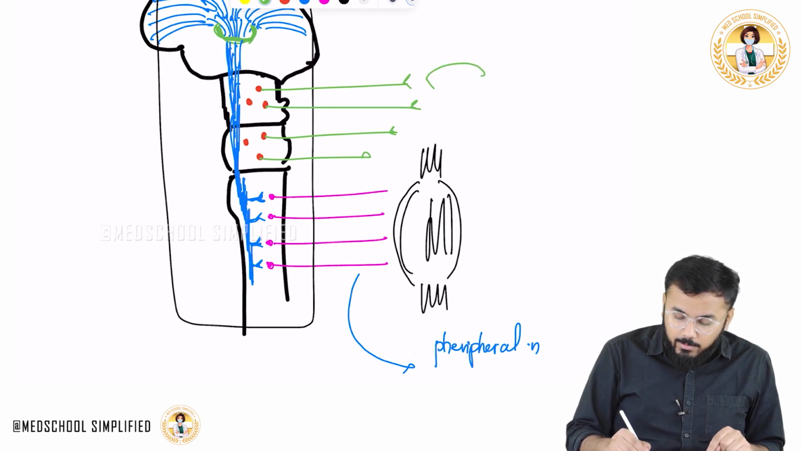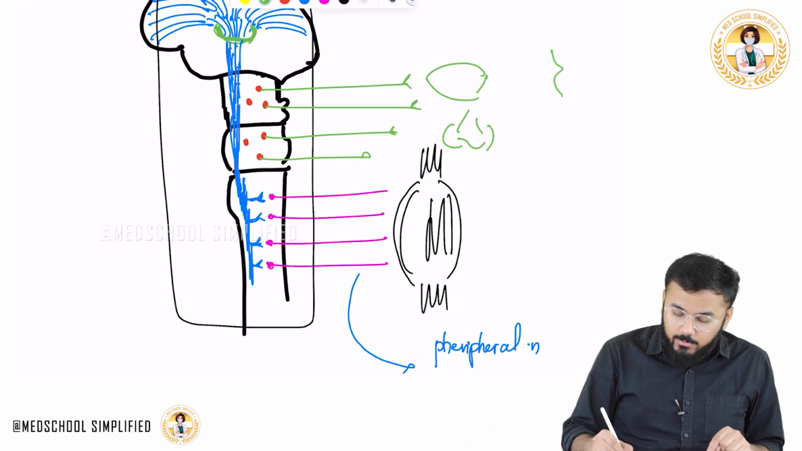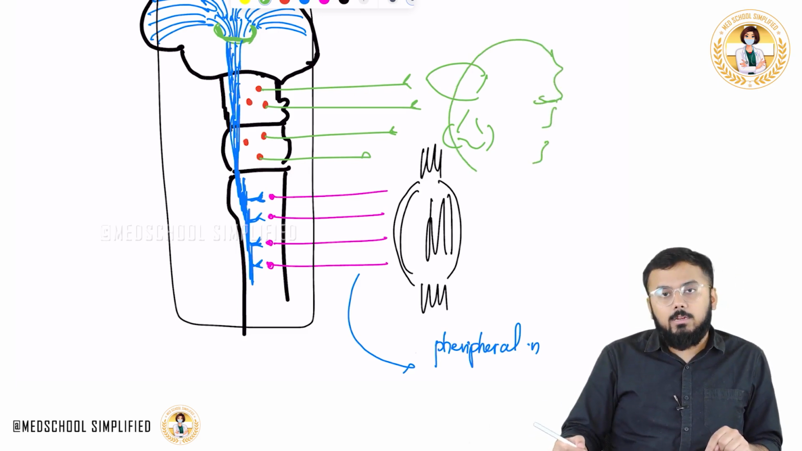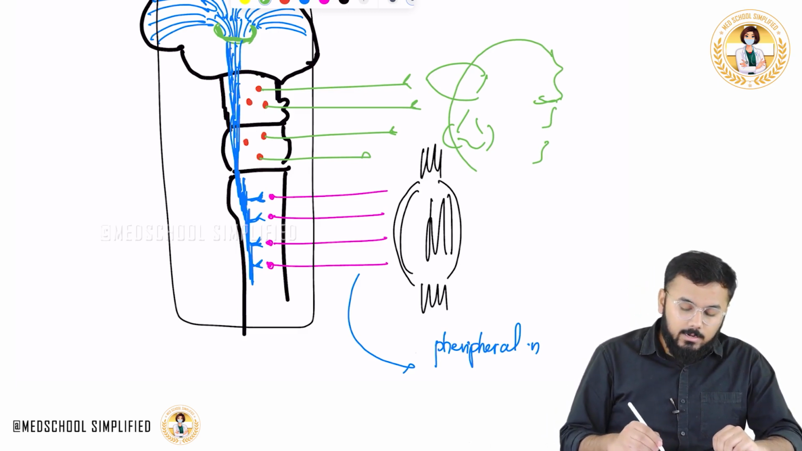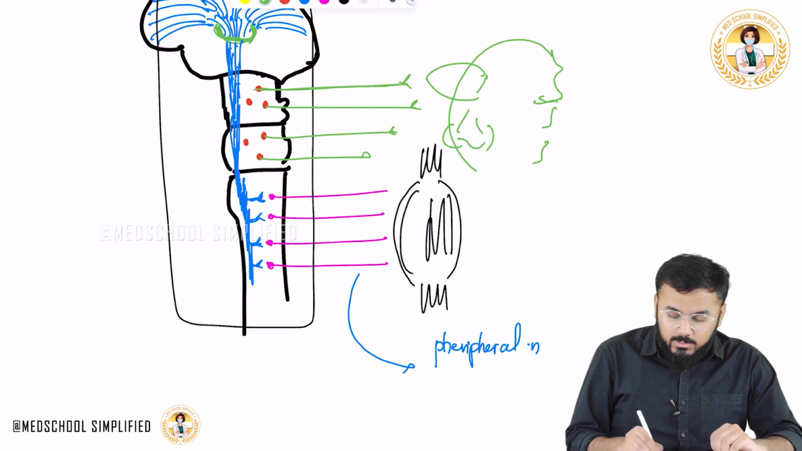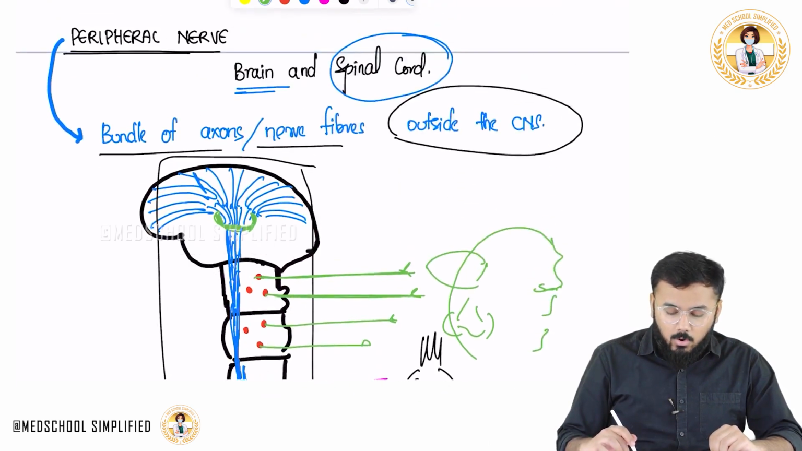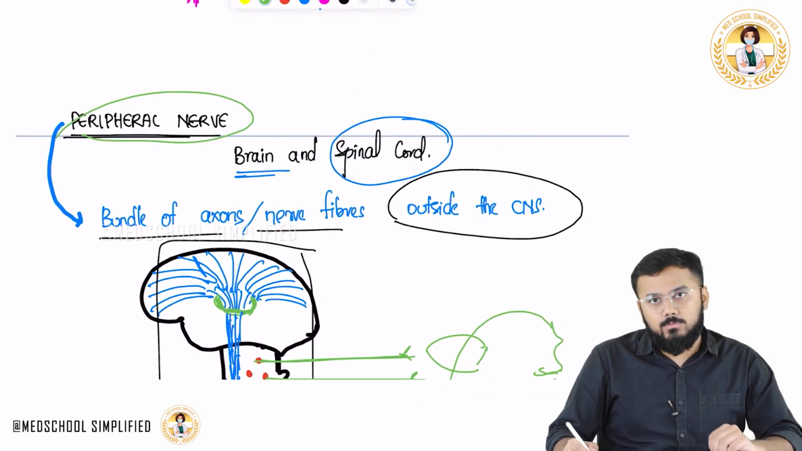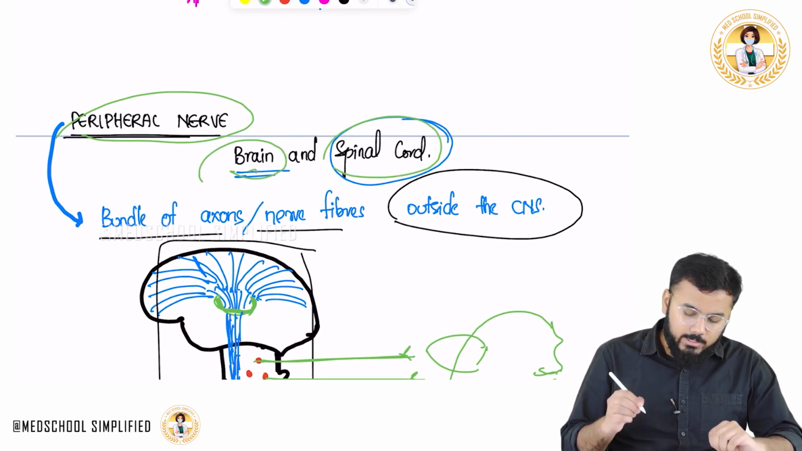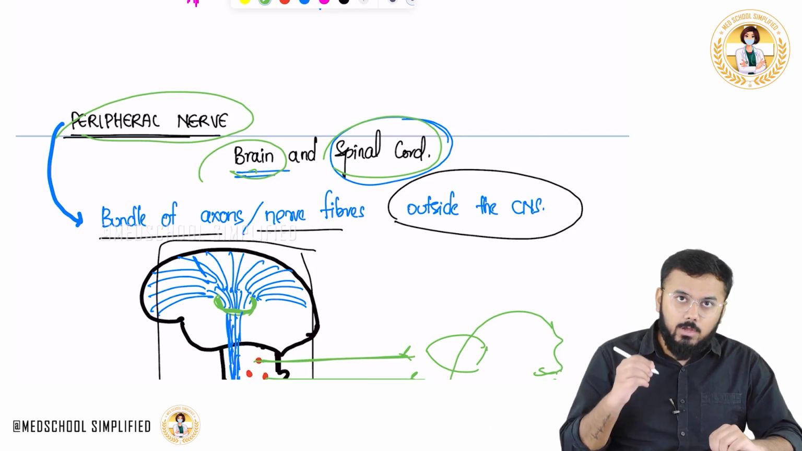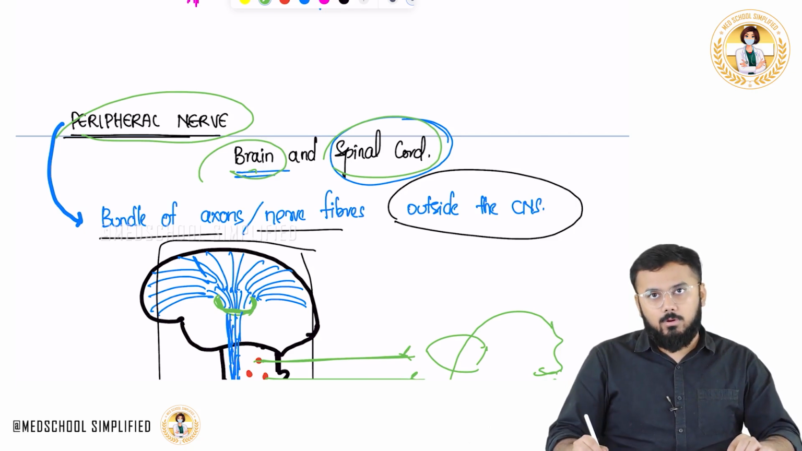Some of them supply your eyes, some of them supply your nose, and let us say some of them supply your face, right? So they are even supplying the structures of the body. These cranial nerve nuclei, from where the fibers are going out, are also called peripheral nerves. So we have two important things, brain and spinal cord. Peripheral nerves originate from the brain and spinal cord.